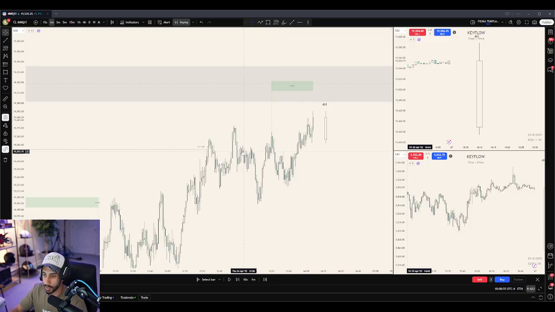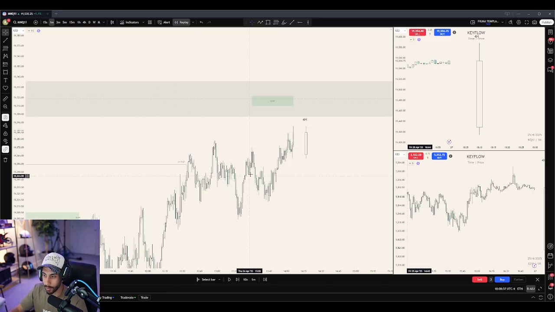So in this case, we push up towards the previous week high. The narrative has been met. The daily objective has been met. We can now start to effectively look for shorts.